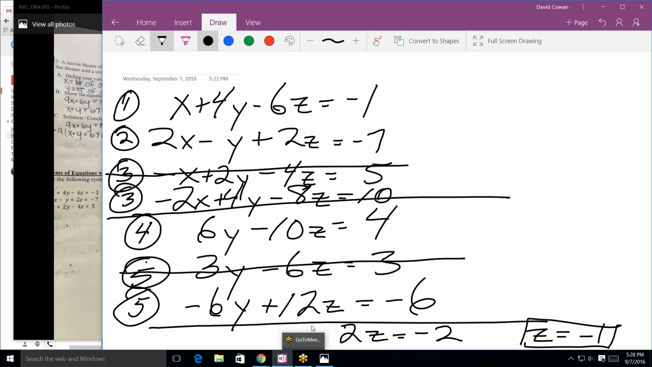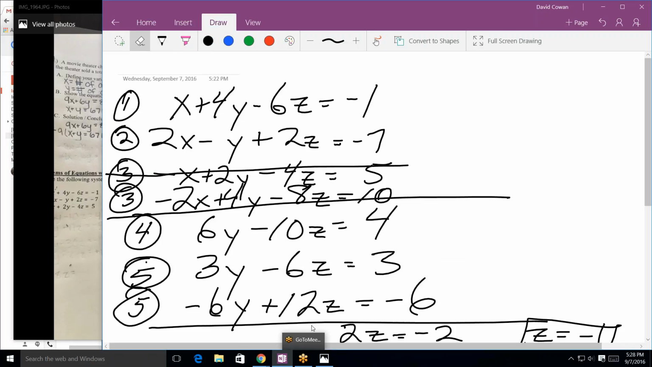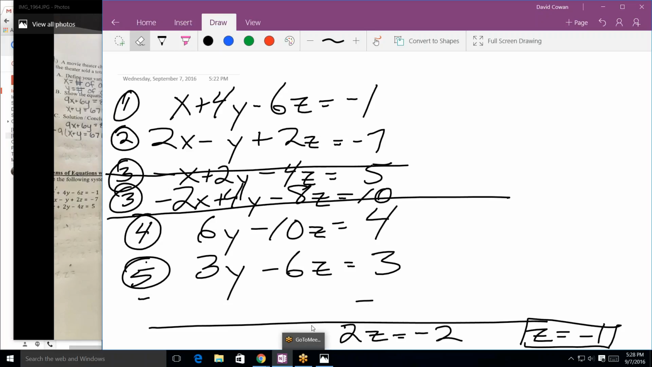Which is smaller? The 5 that has the line through it or the 4? Um, the 4. No, the 5. I was looking at another one. The biggest numbers here are 3, 6, and 3. The biggest numbers here are 6, minus 10, and 4. So I'm going to cross that one out, but that's what I did.